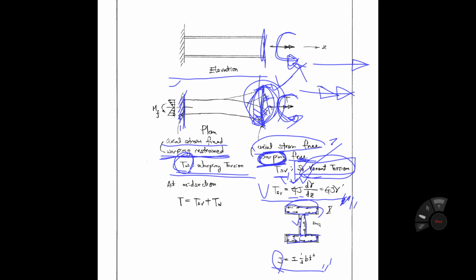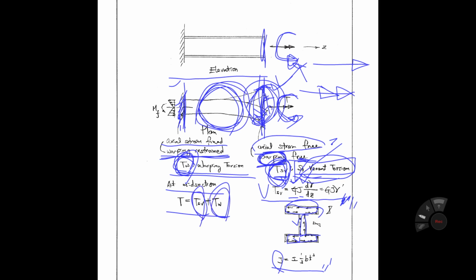Then how about this middle span? You have Saint Venant torsion and warping torsion together. At the left hand side fixed end, you have warping torsion, but not Saint Venant torsion. At this free end, you have Saint Venant torsion, but not warping torsion. At this middle part, you have both Saint Venant torsion and warping torsion resistance. That is the torsion. So you already learned about Saint Venant torsion in undergraduate, but this warping torsion, maybe you are seeing it for the first time. So I'd like to explain some more about warping torsion.